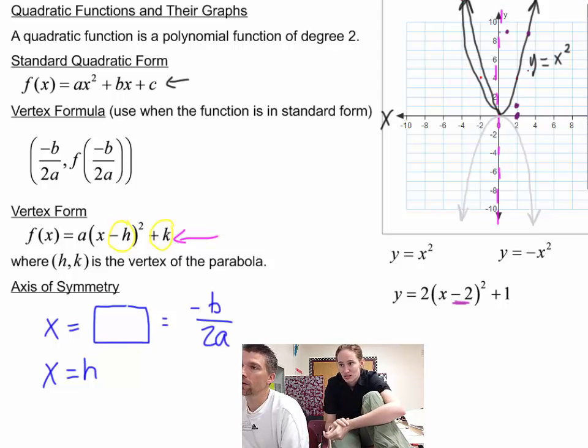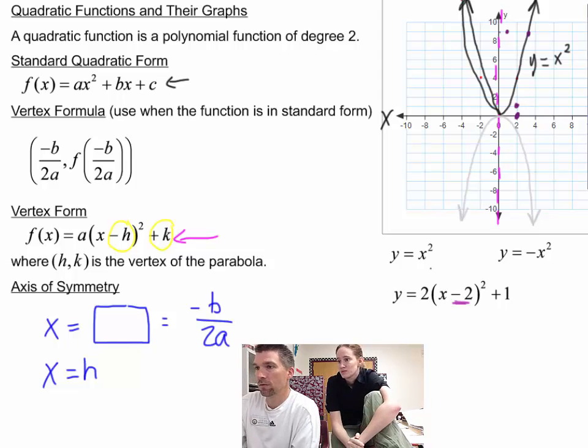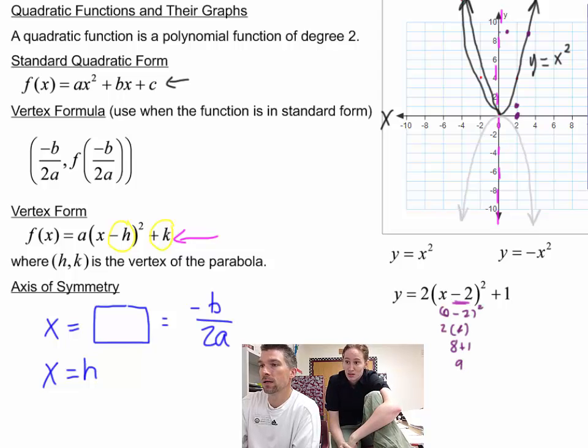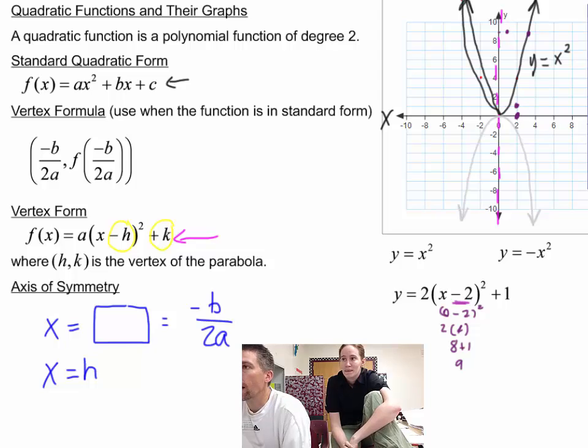I'm not even paying attention to what you're doing. And since it's a positive 2 in front, remember that means it opens up. If it had been a negative 2 in front, it would open down. I feel like I grabbed something wrong here. 0 minus 2 squared is 4 times 2 is 8 plus 1 is 9. Okay, so it's 0, 9.